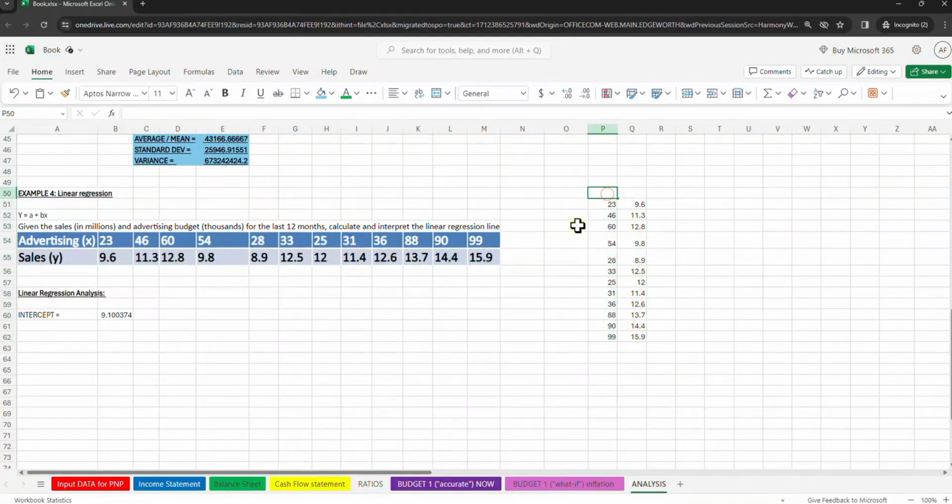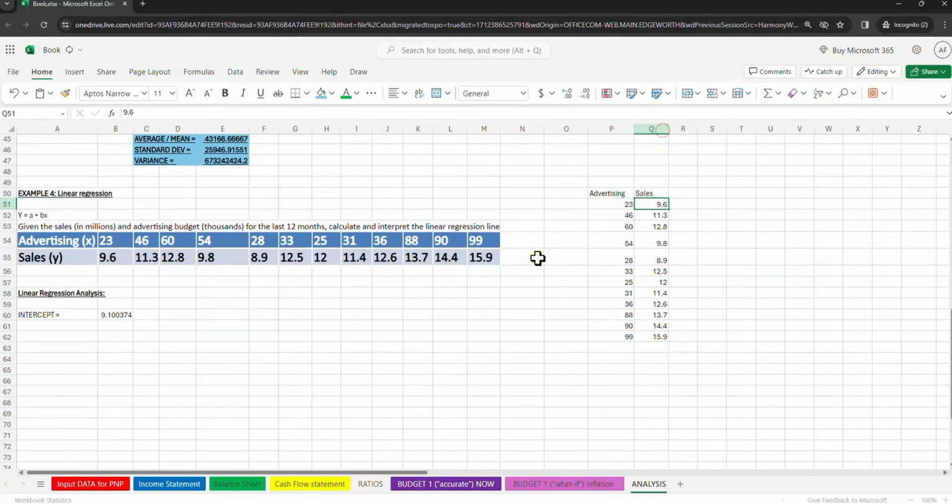If we put advertising here and then sales there, and type in the values, then it seemed to have worked. Is that all right? Yes. So I'm just going to leave that there. There was a problem with the formatting there. And then, what is the other thing? The slope.